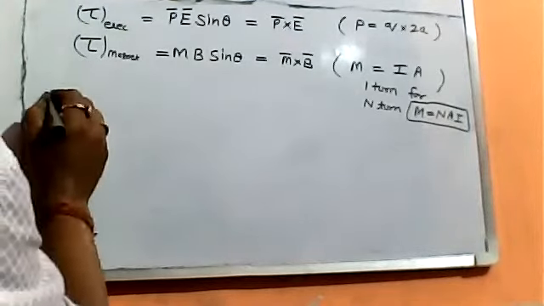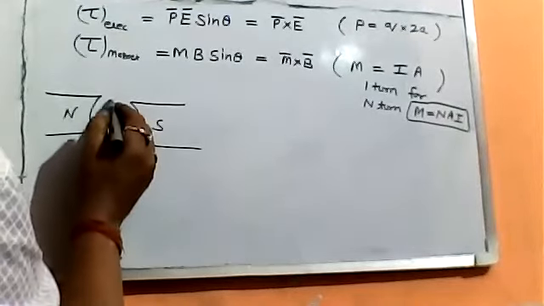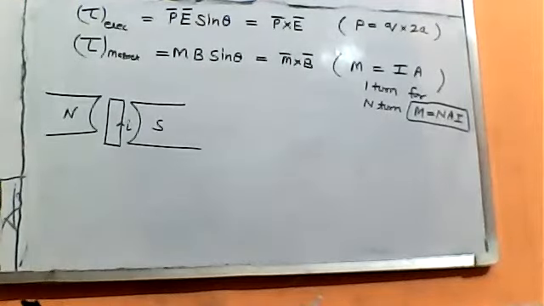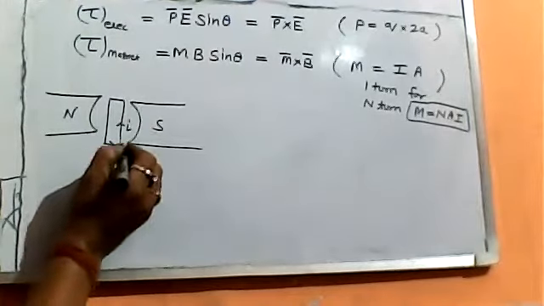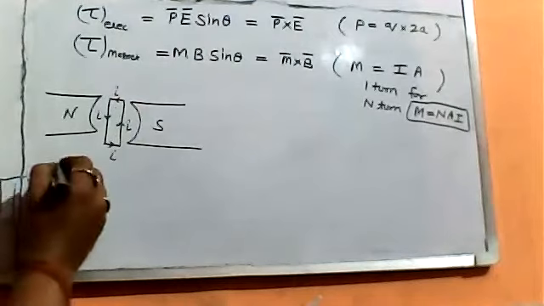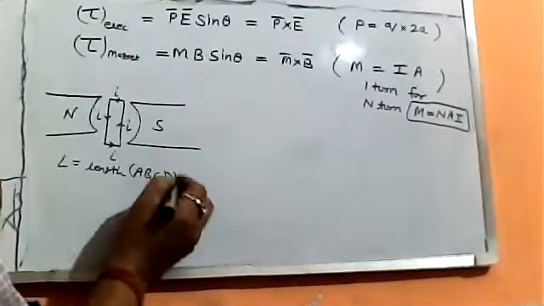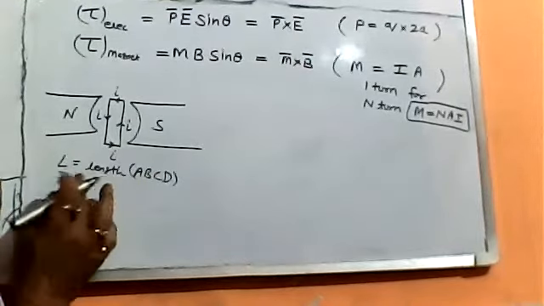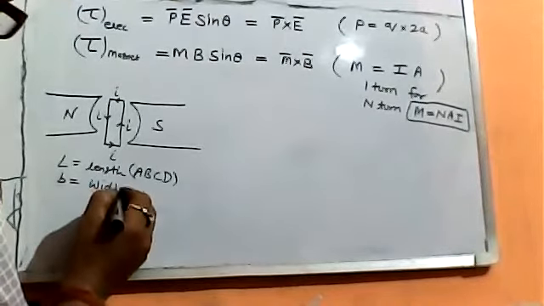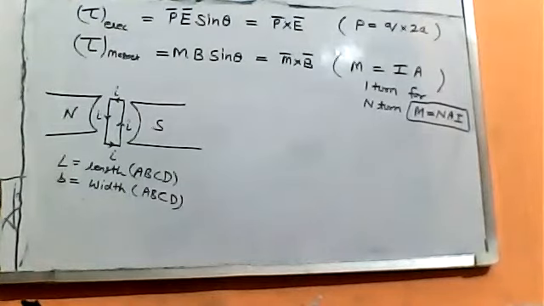Now, the first question. Suppose this is the magnetic field region, with north-south poles creating the magnetic field, and here a rectangular coil carrying current I is kept in magnetic field B. Suppose L is the length of conductor ABCD, and small b is the breadth of conductor ABCD. I write small b, not capital B, because that will confuse with the magnetic field. Clear?